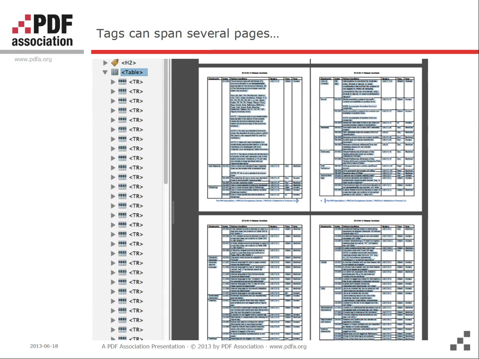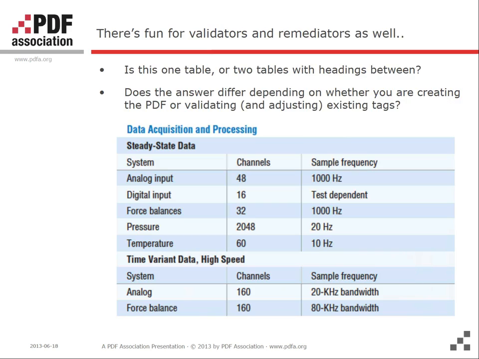Tags can span several pages in a document. This is challenging if the way you're approaching the question of tagged PDF is on a per page basis. It's very frequently the case that tables spill over, that tags encounter multiple pages, and in such cases it will be necessary to knit together the tag structures from those multiple pages.